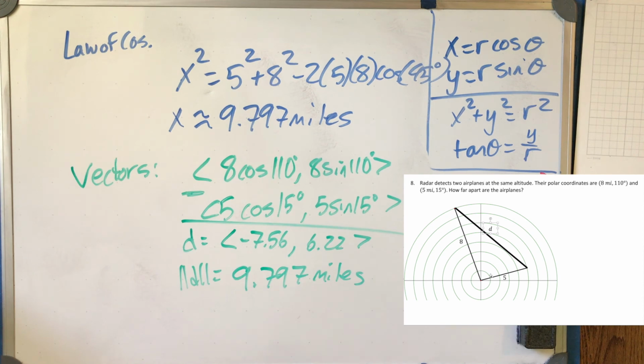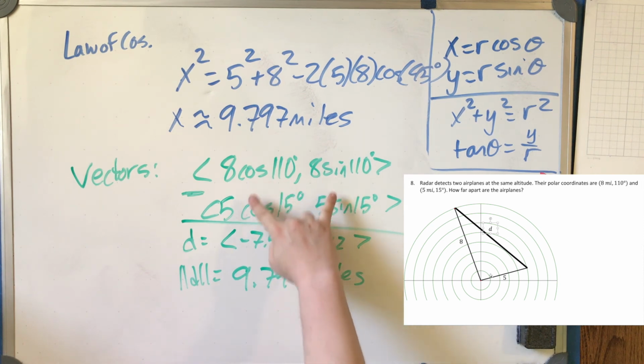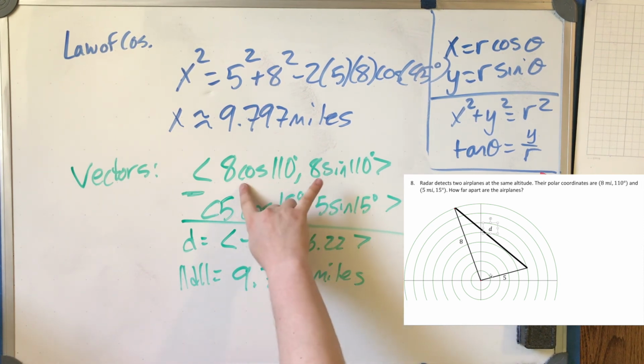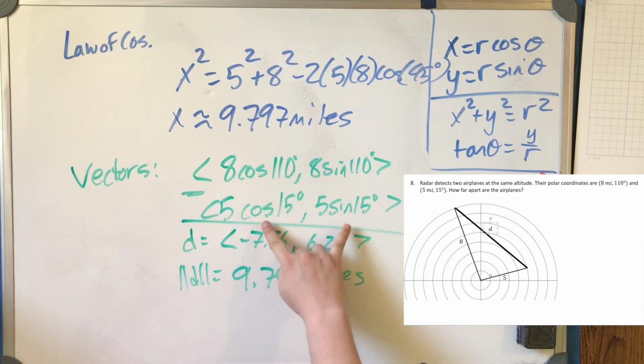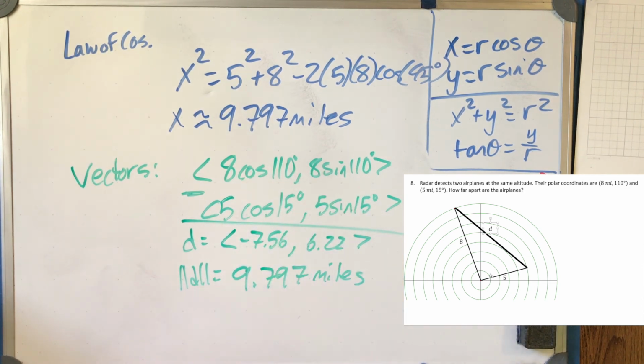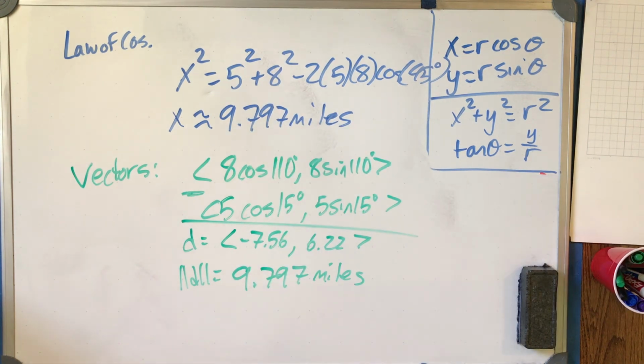We could also convert this to rectangular mode. This is essentially what I wrote in vectors. It's the same thing to convert this into xy. So I would just do 8 cosine 110, 8 sine 110. That gives me the xy here, and then I could literally just do the distance formula to find the distance between the 2 points. So lots of different ways of doing this. My suggestion is just law of cosines. It's the fastest and the easiest.